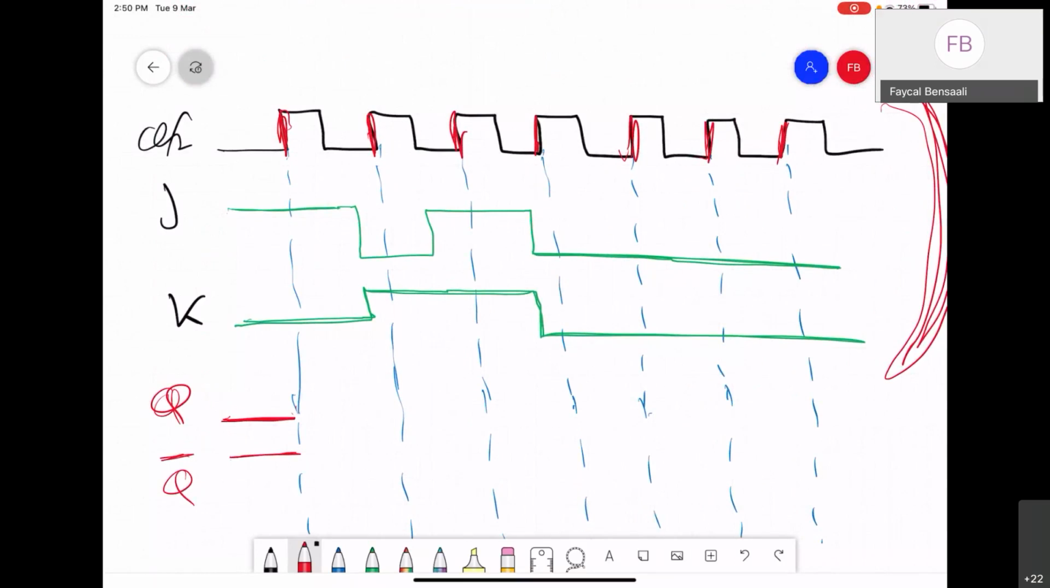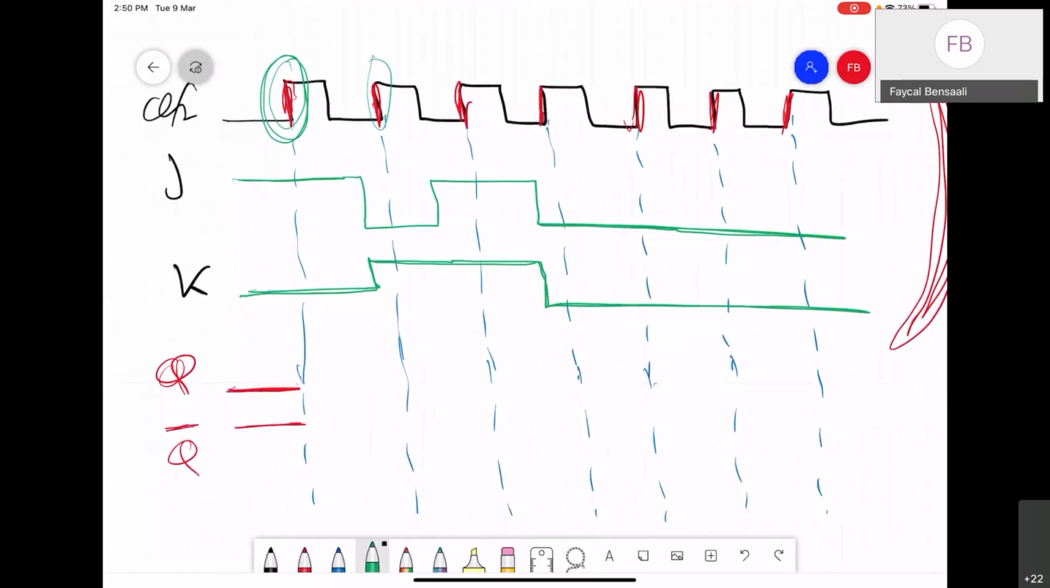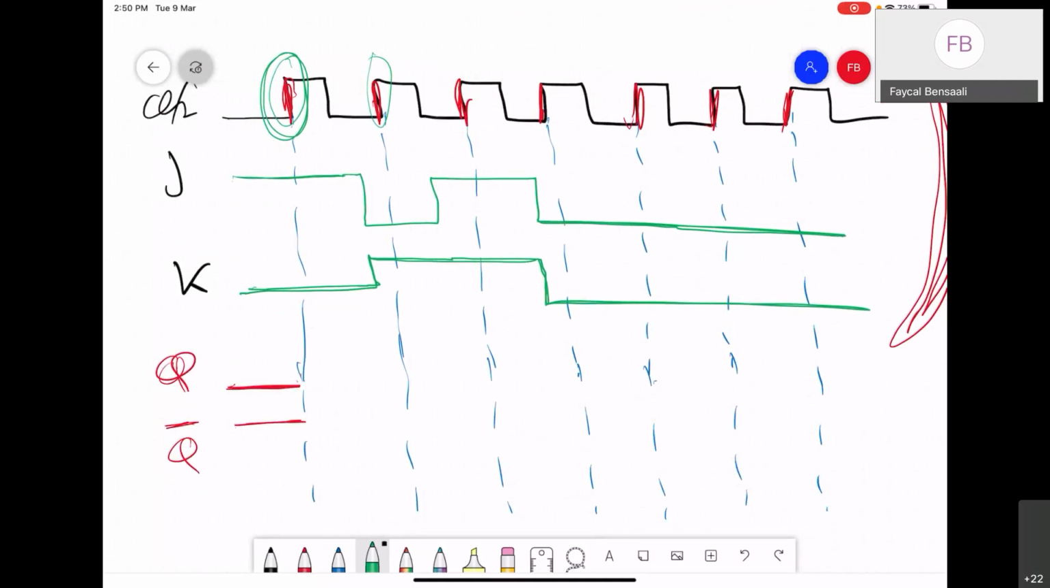Which waveform, doctor? For which waveform? The first one? Yeah. So this is the first rising edge, and this is the second rising edge. For the first rising edge, what is the value of J and what is the value of K? J is 1, K is 0 here.